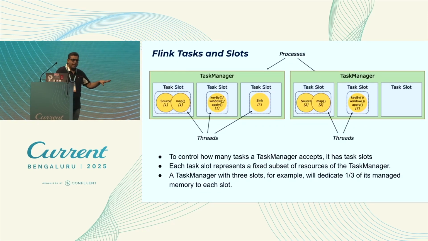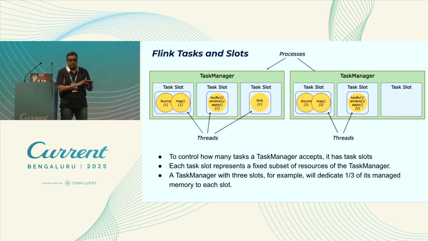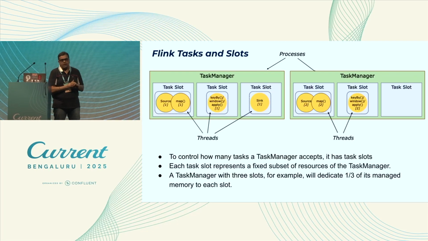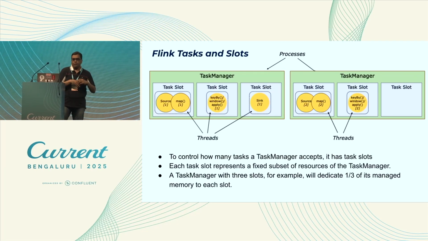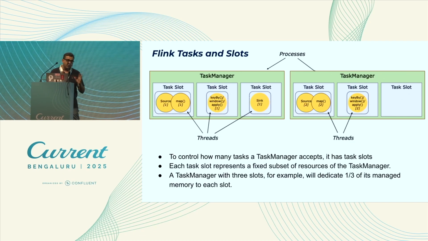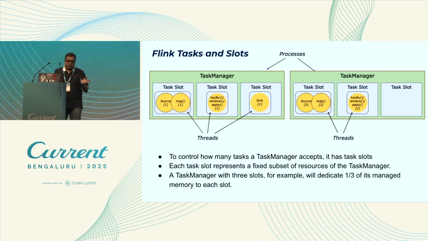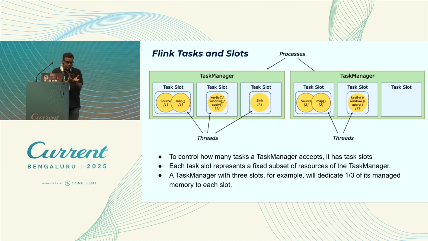Although it's part of the infra layer, let's understand how it works internally so that we also have a chance to debug in case something goes south. And as I told you, it has task slots. Each task slot represents a fixed subset of the resources of your task manager. So with 3 slots, it would dedicate 1/3 of its managed memory to each slot.